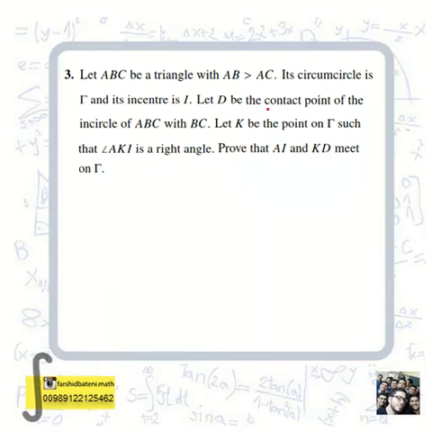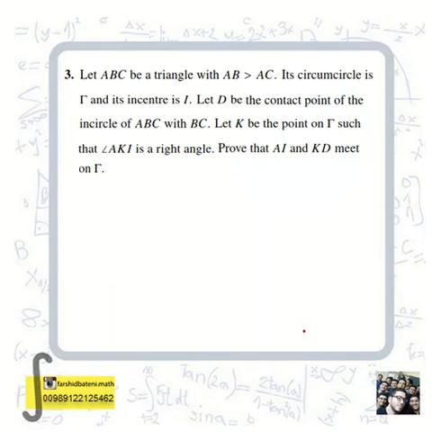Let D be the contact point of the incircle of ABC with BC. Let K be the point on gamma such that the angle AKI is a right angle. Prove that AI and KD meet on gamma.